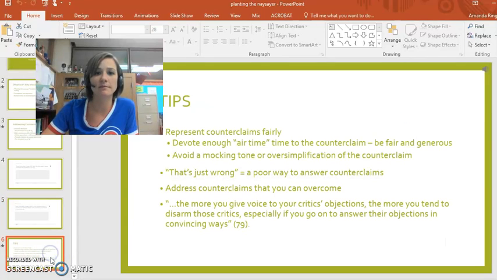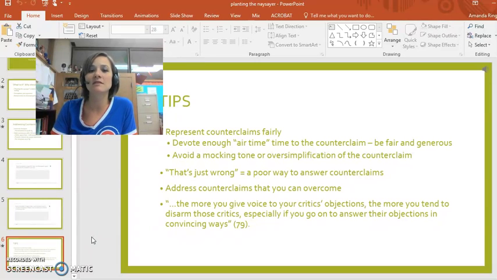Okay, so some final tips. As I alluded to before, you want to make sure that you represent the counterclaims fairly. So this means devoting enough airtime to the counterclaim. So you should spend a little bit of time sharing some evidence or some reasons that the opposing side would have for believing the counterclaim. So be fair and be generous.